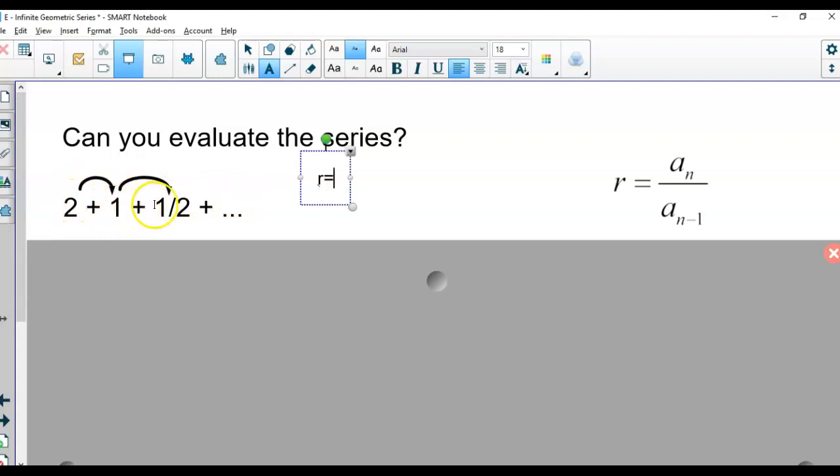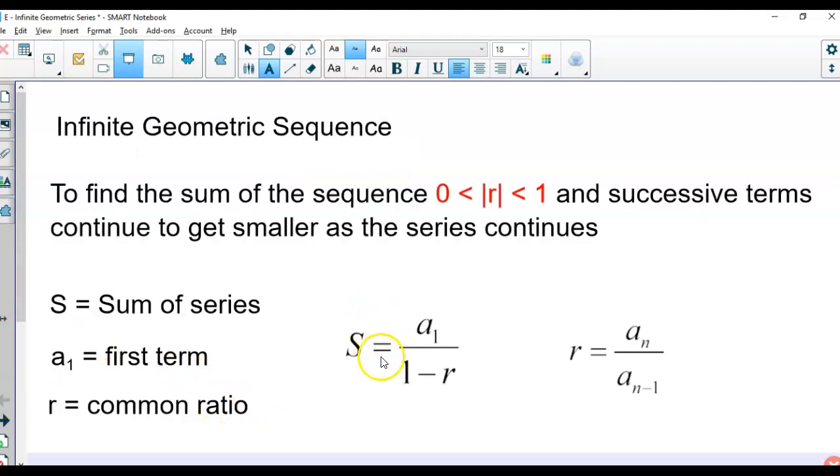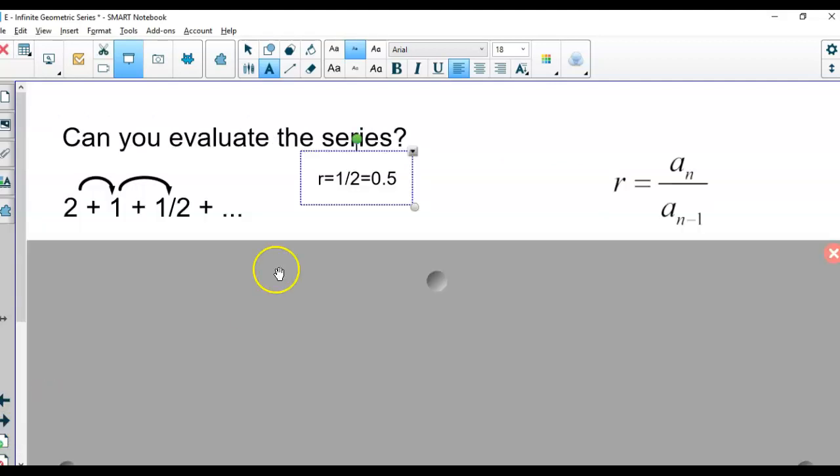So I'm going to take this 1 right here, and then I'm going to divide it by the one in front of it, which is 2. And that gives us our common ratio, which is 0.5. Now we have to ask ourselves the question, can we actually evaluate it, meaning find the sum? In order to evaluate it, the absolute value of the ratio has to be between 0 and 1. Well, the absolute value of 0.5 is 0.5, so the answer is yes. We can evaluate it because the absolute value is between 0 and 1.